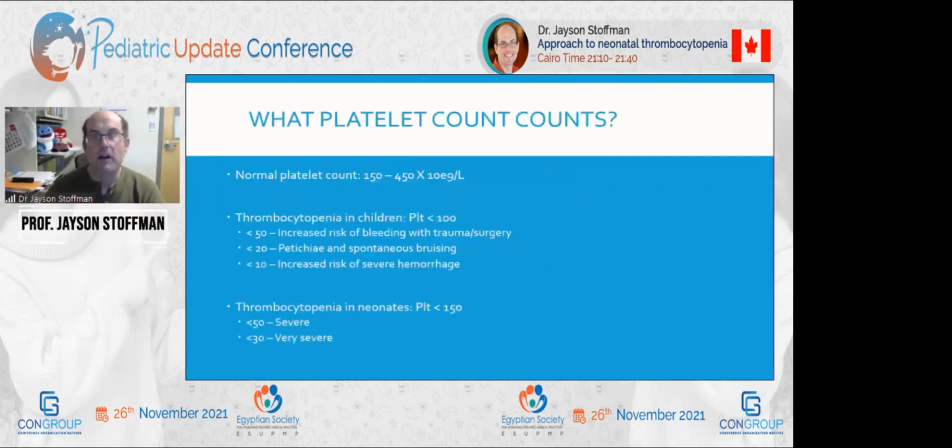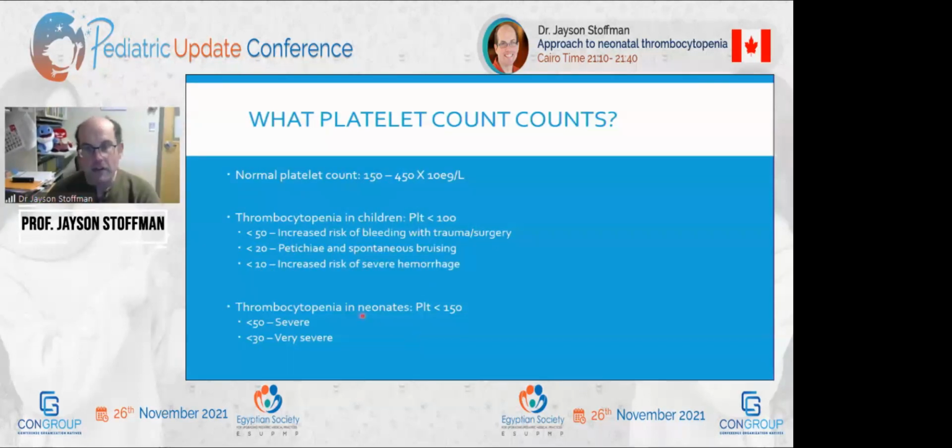So before we can really talk about thrombocytopenia, I think it's always important to look at what the numbers mean. A normal platelet count is anywhere between 150 to 450 times 10 to the 9th per liter. In children, even though 150 is the low end of normal, we typically don't call it thrombocytopenia until they're below 100. 50 would be the benchmark for trauma or surgery. Less than 20 is when we start to see the petechiae and some spontaneous bruising. And at less than 10 is when we would be worried about a severe hemorrhage.